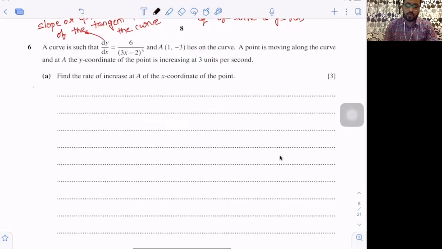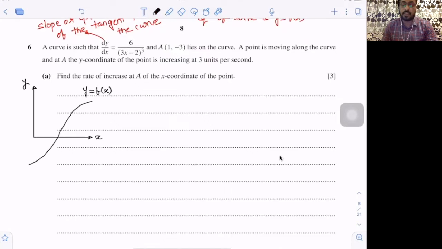Okay, so if I draw the y-axis, again students, I'm telling you that I am drawing some random diagram. So x-axis and y-axis, and maybe this is the curve, who knows? This is the curve y is equal to f of x, and there is a point whose coordinates are 1, minus 3. So it might be somewhere maybe here. That's the point A whose coordinates are 1, minus 3. It lies on the curve.